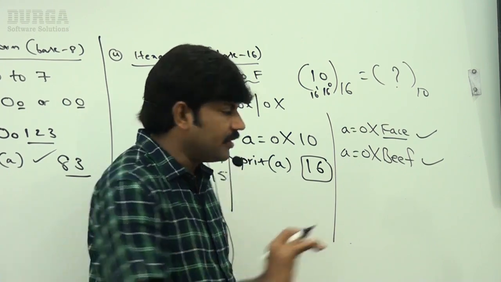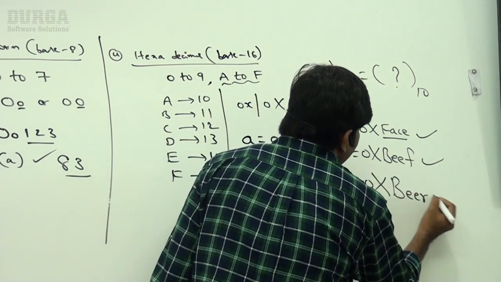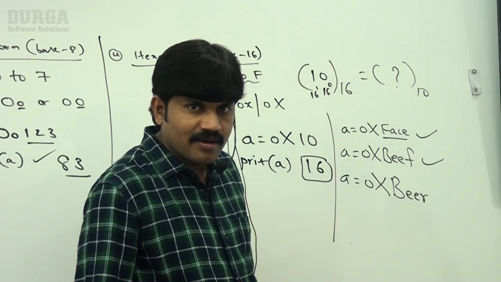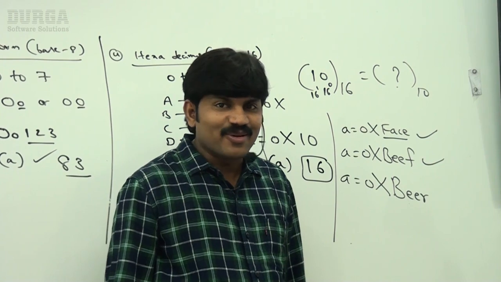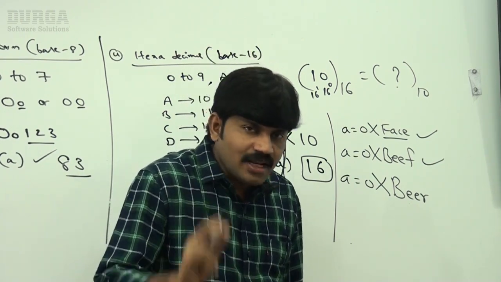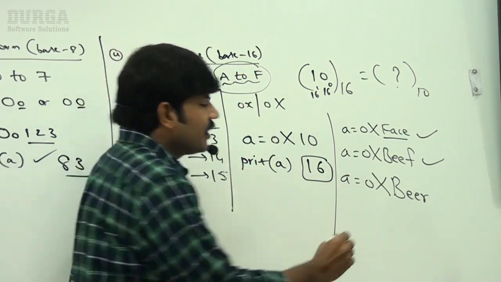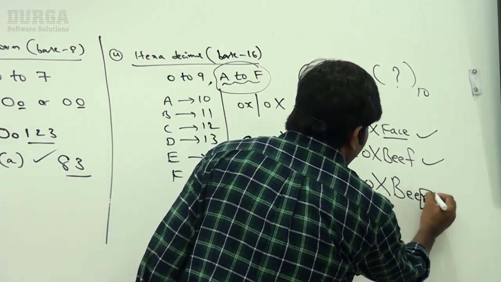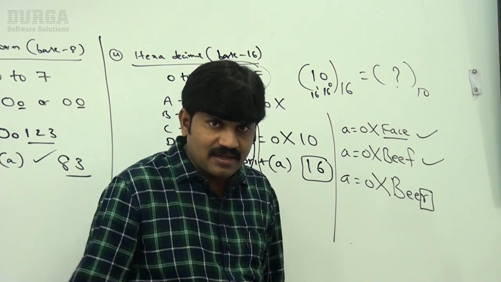That is the equivalent decimal value. Sir, if I take A is equal to 0xbeer, is it valid or not? No. The reason is, in hexadecimal the allowed letters are A to F only. But here the letter R is not allowed. Immediately we are going to get a syntax error.